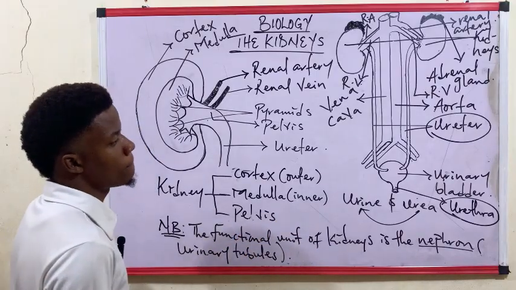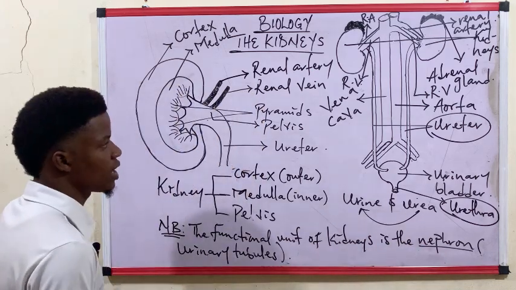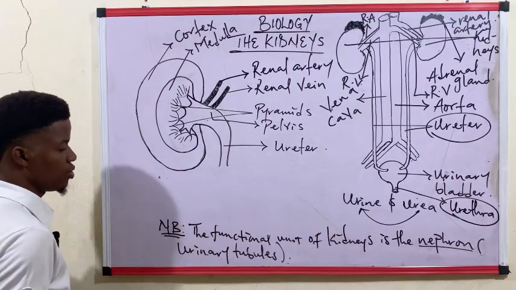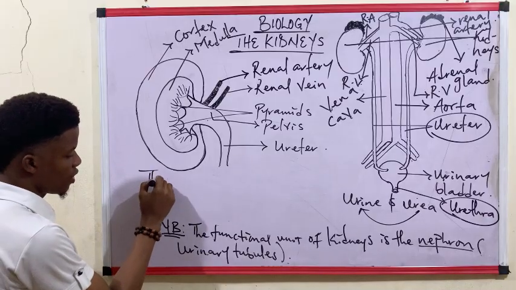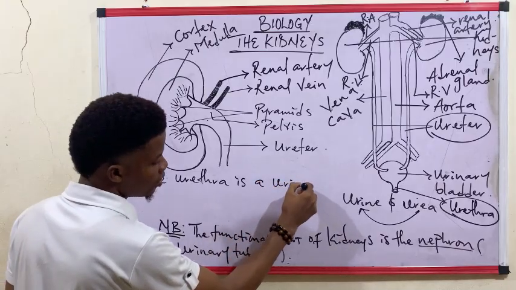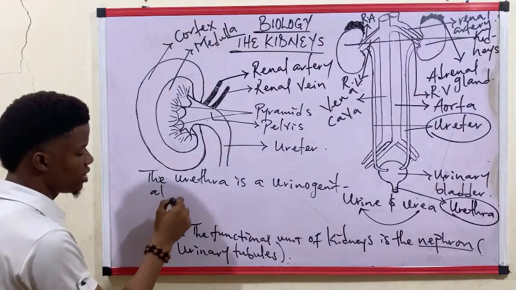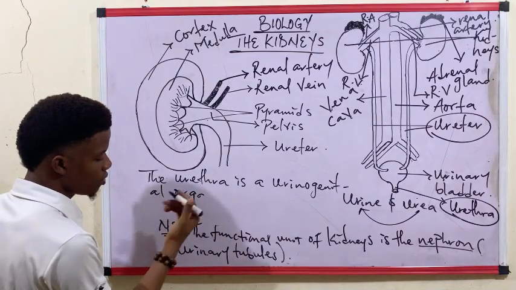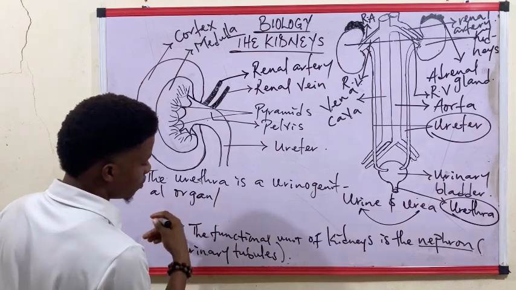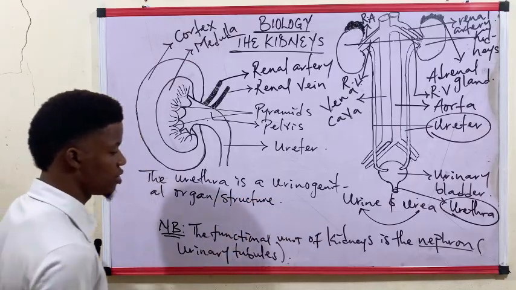So this is one of the basic things we have. Then there is something unique about the urethra. What is that? What is unique about the urethra is the fact that the urethra is a urinogenital organ, or you can say the urethra is a urinogenital structure. I don't like to use the word organ, you can just call it urinogenital structure.